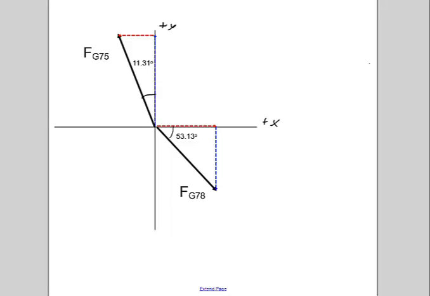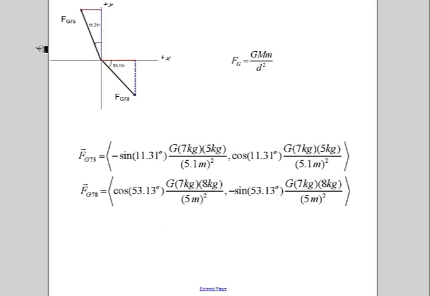I don't have them labeled here just to keep it neat, but the red arrows represent the x components of these two forces, and the blue arrows represent the y components of these two forces. So I want to think about breaking these forces down, and this is where it gets tedious.